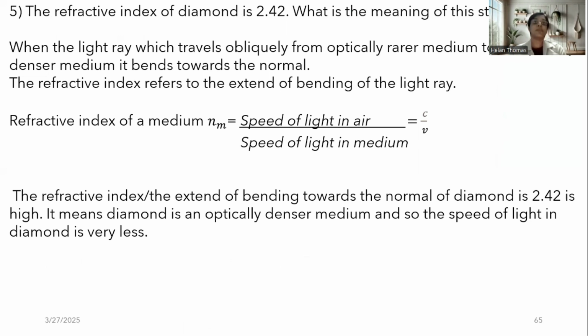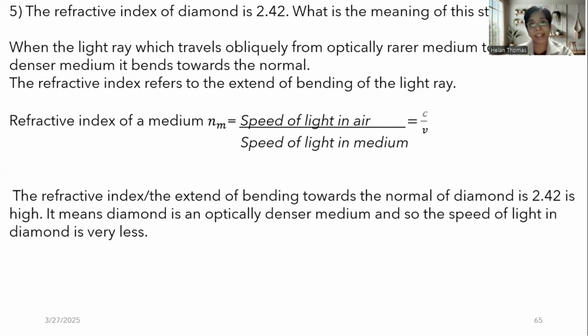Then the fifth question, the refractive index of diamond is 2.42. What is the meaning of this statement? Analyze your question. The refractive index of diamond is given as 2.42. What is the meaning of this statement? In a way, the examiner is asking you, define to me what is refractive index. Okay, and now tell me what is the relationship between this refractive index and the speed of light. So first you will define refractive index. So what is refractive and what is refraction?